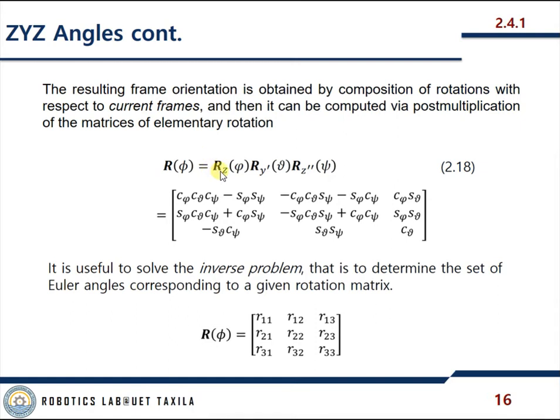So here matrices are multiplied in the opposite way, z, y and z bar. If the first rotation was made along the z-axis, then the y-axis, then the z-axis, because these rotations were made along the current frame of axis, that is why they are multiplied in this direction. If these equations had been multiplied with respect to the initial frame or reference frame, the order would have been opposite.